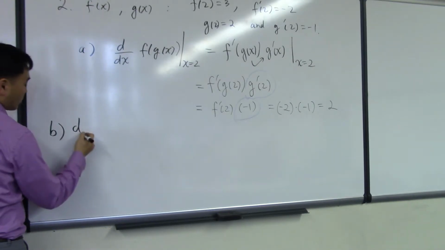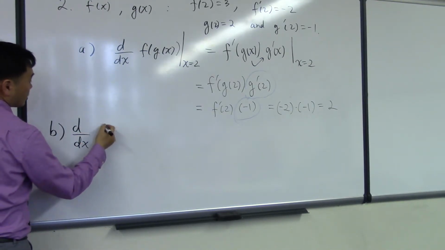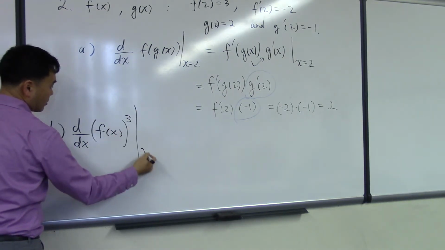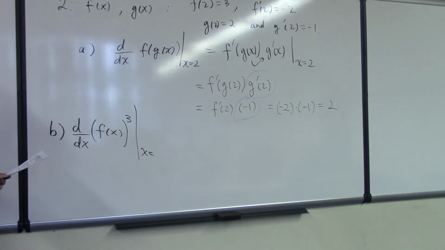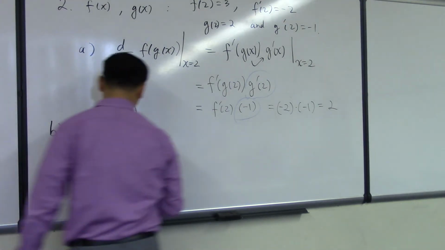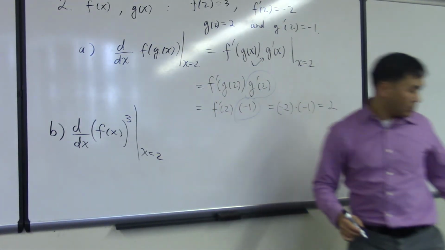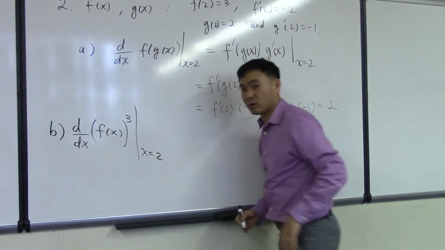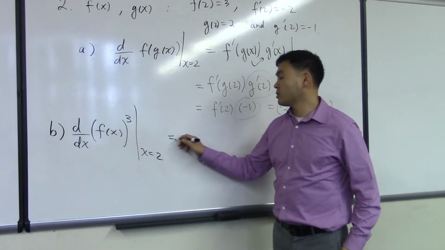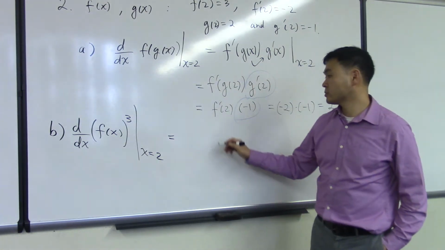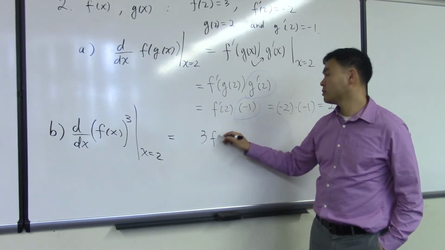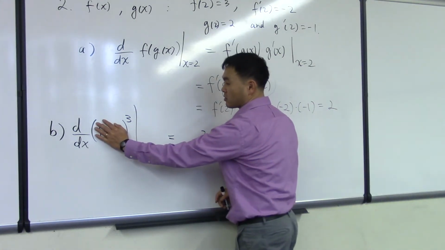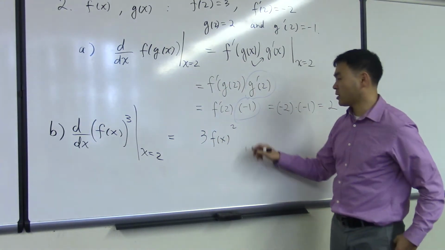Second question is also done similarly. Again, in this case, the outside function is the cube function. It's like x to the third power. What do you get if you differentiate x to the third power? 3x to the second power. But what I'm thinking of as x is really f of x, so that's what you get.